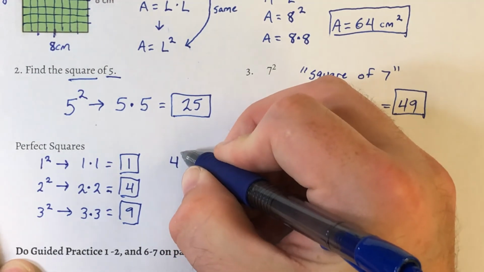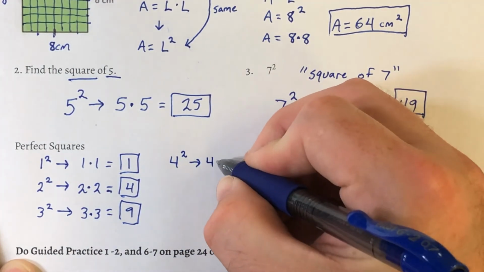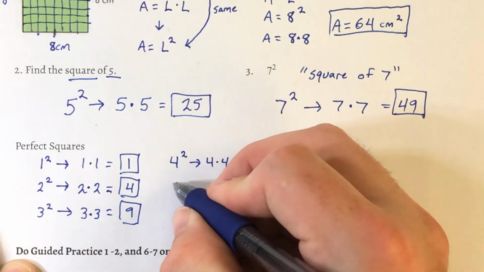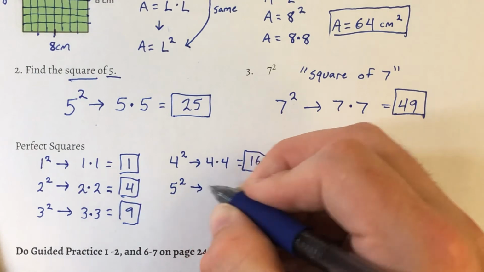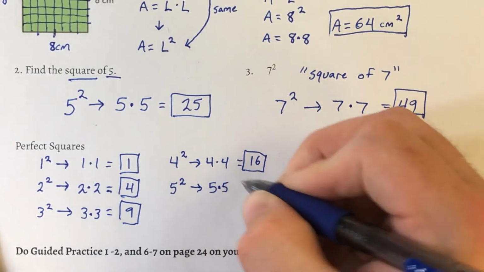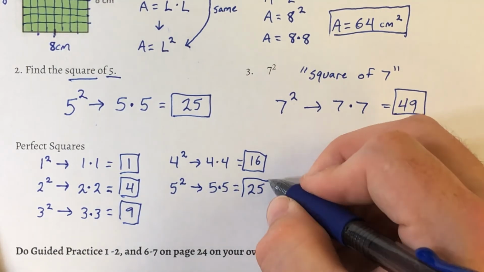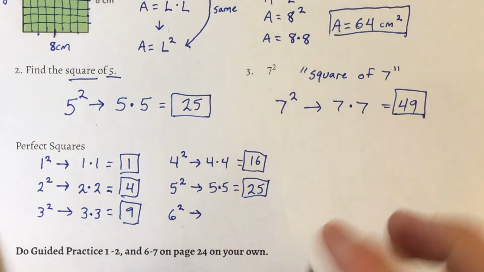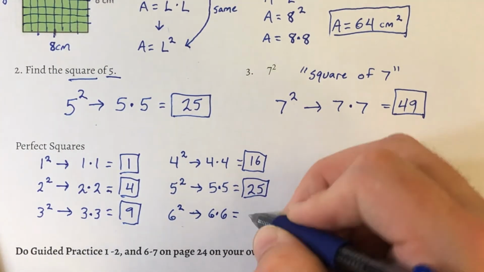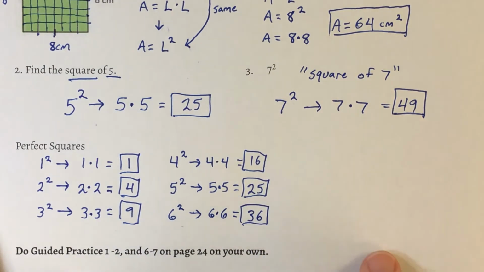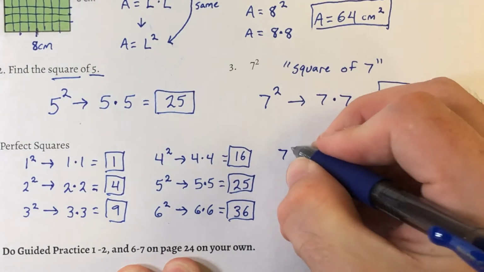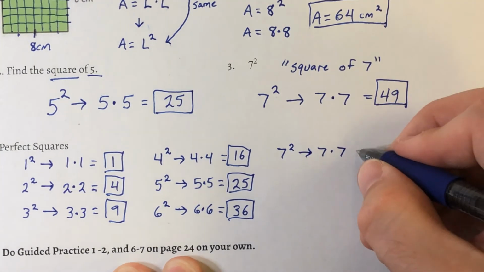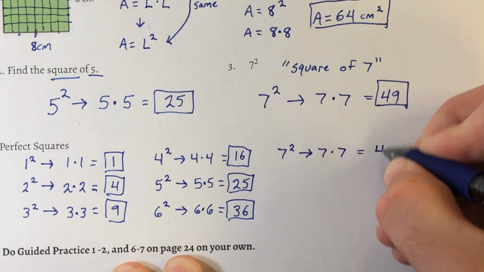Continuing, 4 to the power of 2, or 4 squared, means take 4 times 4, and you get 16. 16 is your fourth perfect square. Next, 5 to the power of 2, or 5 squared. That exponent of 2 tells you to write 5 2 times and multiply. 5 times 5 is 25, fifth perfect square. For our sixth perfect square, 6 to the power of 2, that exponent of 2 tells you to write 6 2 times and multiply. 6 times 6, 36. That's our sixth perfect square. Continuing, 7 to the power of 2, or 7 squared. If I expand it, I get 7 times 7. So that 2 tells you to write 7 2 times. And you get the square of 7, or the 7th perfect square, which is 49.